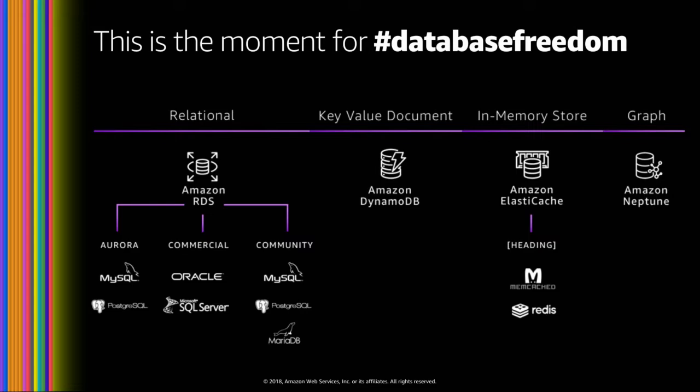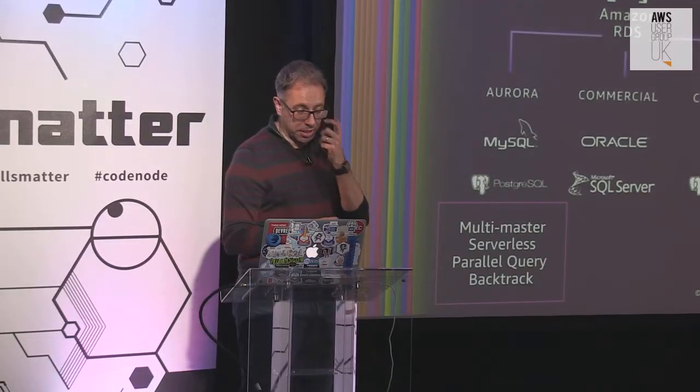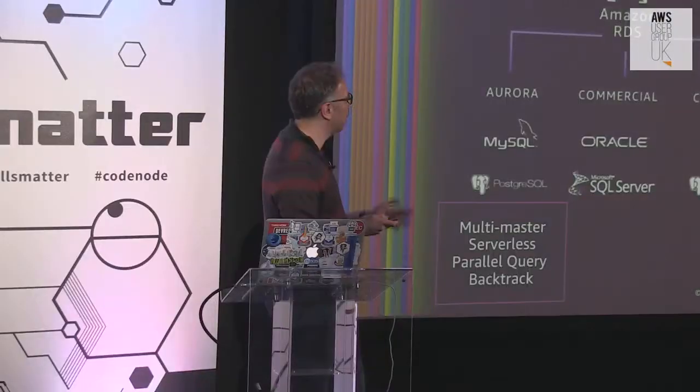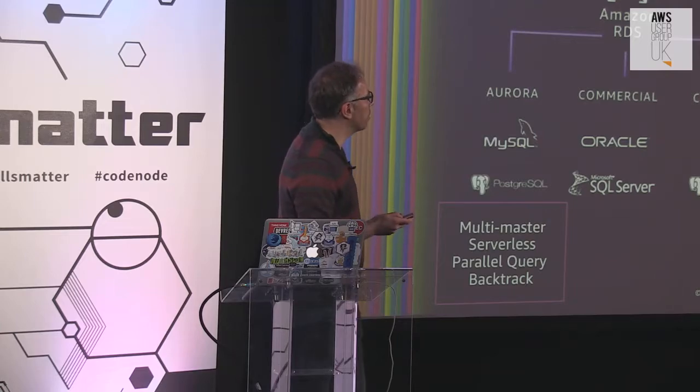So what we were feeling was missing here. First, last year we launched multi-master and serverless for Aurora, parallel query, the possibility to backtrack a database to any point in time with Aurora. So we are innovating a lot there. For DynamoDB, we launched last year global tables and the possibility to do backup and point-in-time restore for DynamoDB tables, and Neptune was made available.